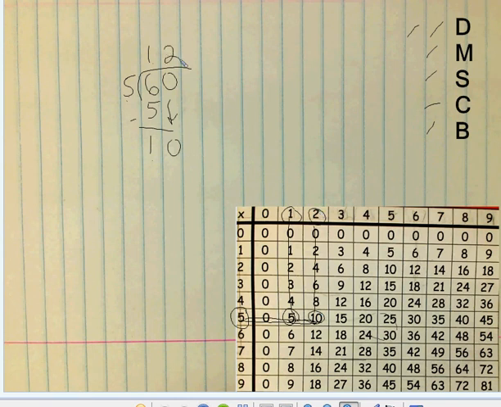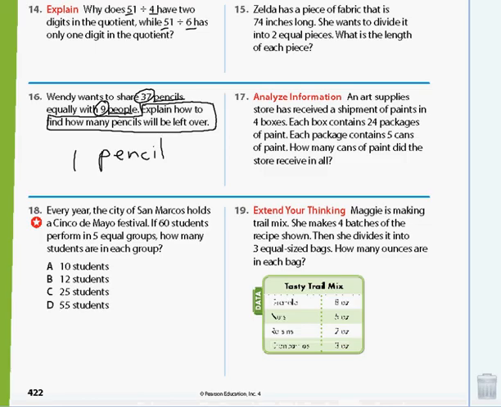So that's twice. My next step is to multiply. 2 times 5 is 10. My next step is subtract. 10 from 10 is 0. Then I compare. 0 is less than 5. I bring down. I don't have anything else to bring down. So 60 divided by 5 is 12. I don't really need to check that because if I know my 12s, 12 times 5 is 60. So that means there's going to be 12 students in each group. So we'll go back to our worksheet there. And that's an answer choice, so we're good to go. The answer is 12.